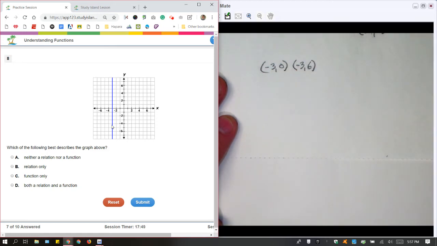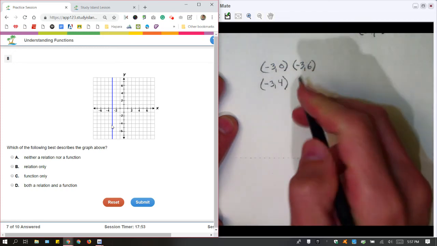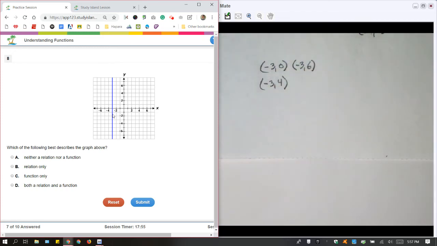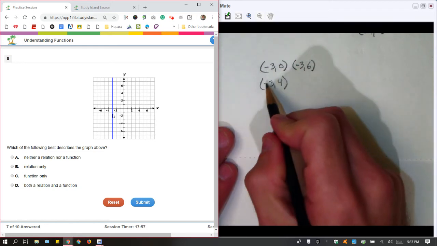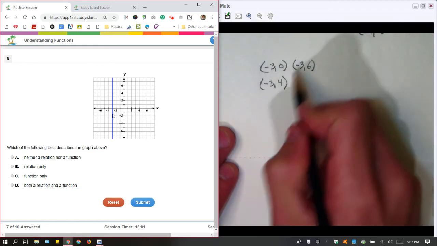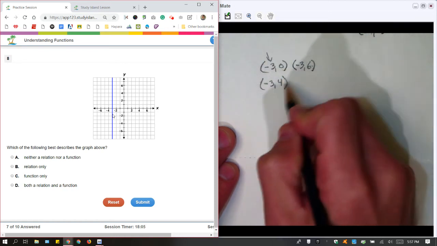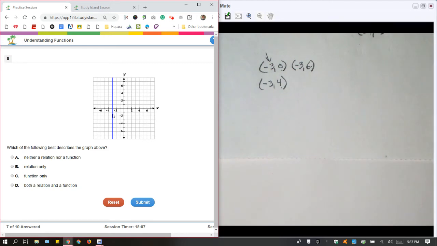And what about down here? That's (-3, 4). If you haven't gotten the gist already, every single point on this line has an x value of -3, but they have different outputs. They have different y values that correspond. So the input -3 has different y value outputs. That's not okay for it to be a function. So this is a relation only.